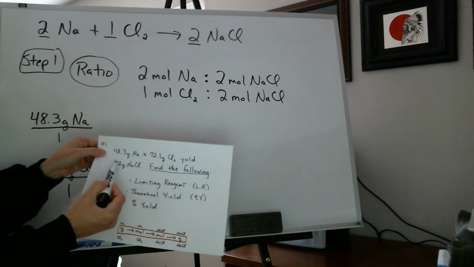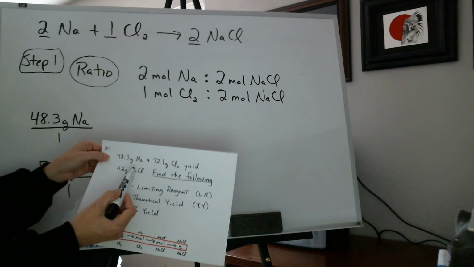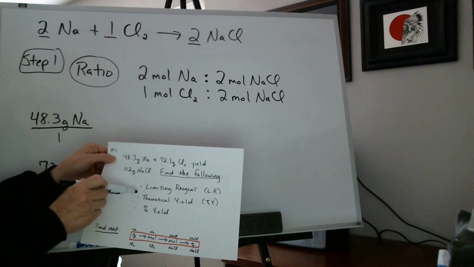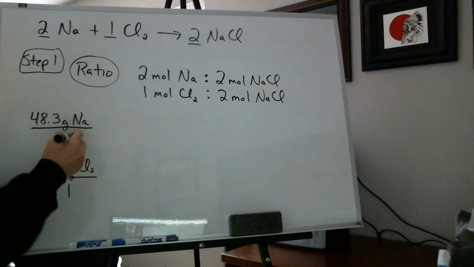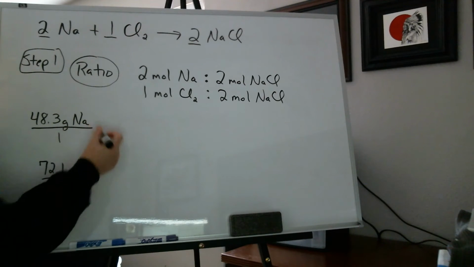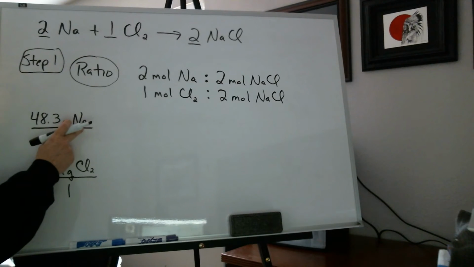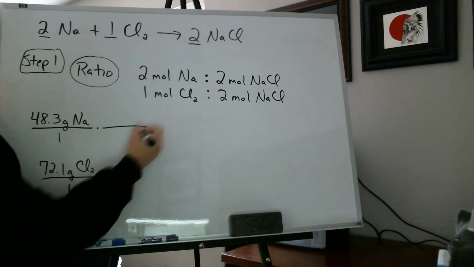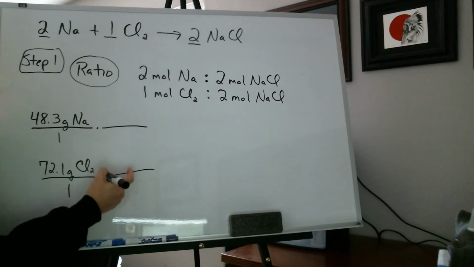It says it yields 112 grams of sodium chloride. Well, we're not at that part yet, okay? So we're just doing the top. We're going to find the limiting reagent and the theoretical yield. So how we do that is, if you remember, the roadmap said we're going to go from grams of sodium to moles of sodium, and we're going to go from grams of chlorine to moles of chlorine.